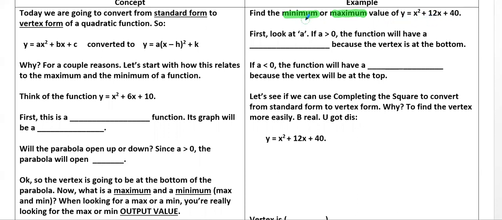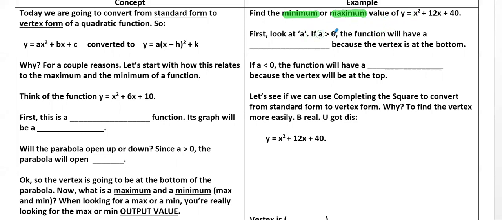Since the max or the min exist at the vertex, in standard form, we would do, remember, negative b over 2a, and that would give you the axis of symmetry, and then you could substitute that value into the function to find the output for the vertex.